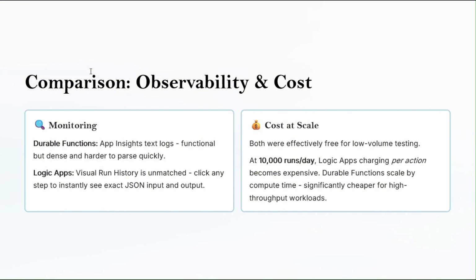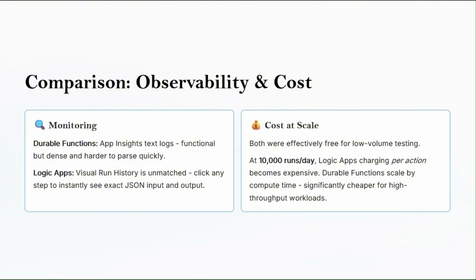But we have to talk about the cost. Logic Apps charges you per action. If a real company runs 10,000 per day, it gets expensive very fast. Whereas Durable Functions scales out incredibly cheaply.